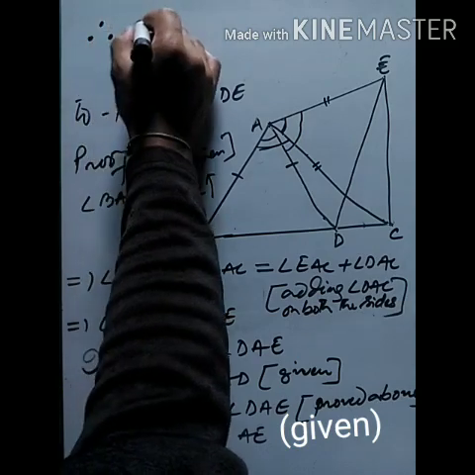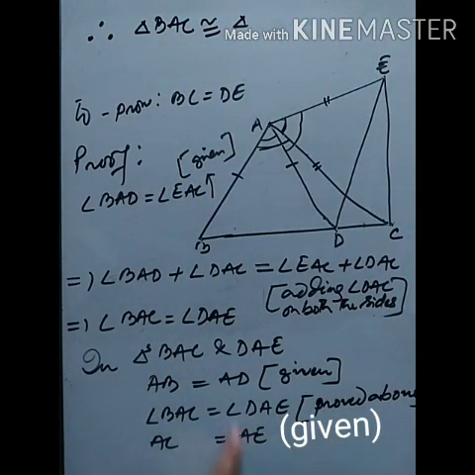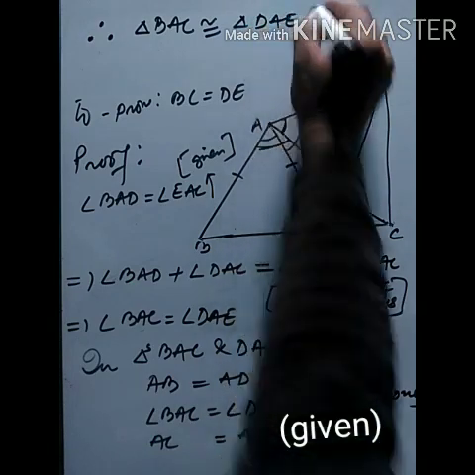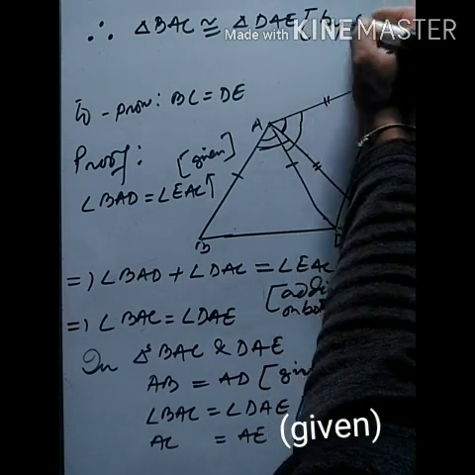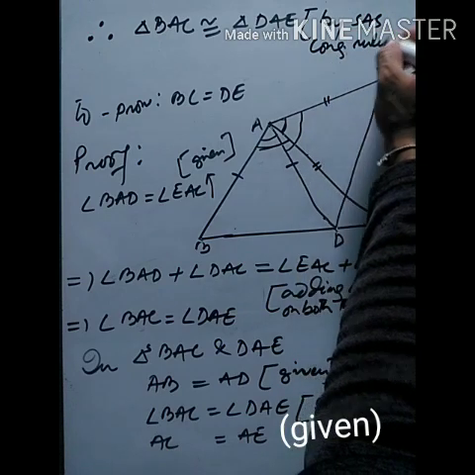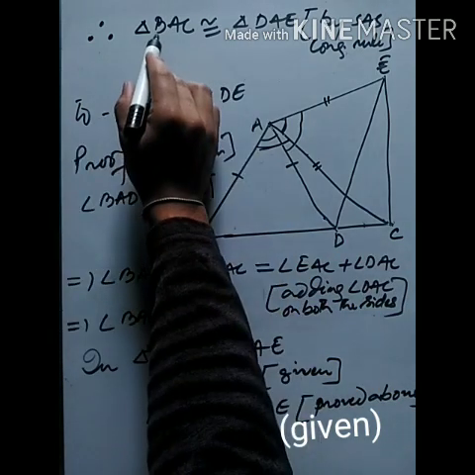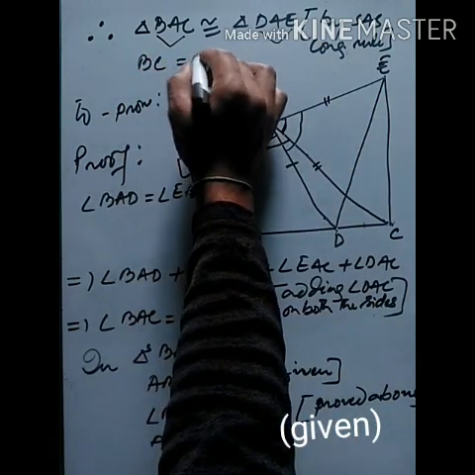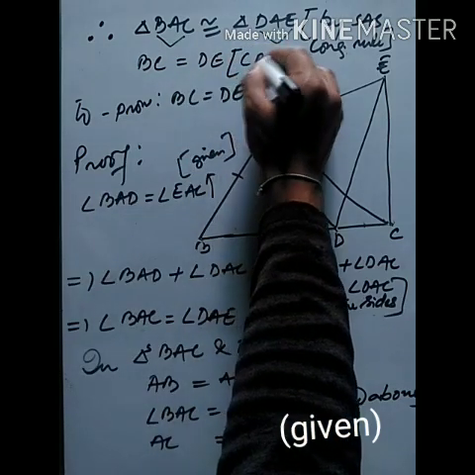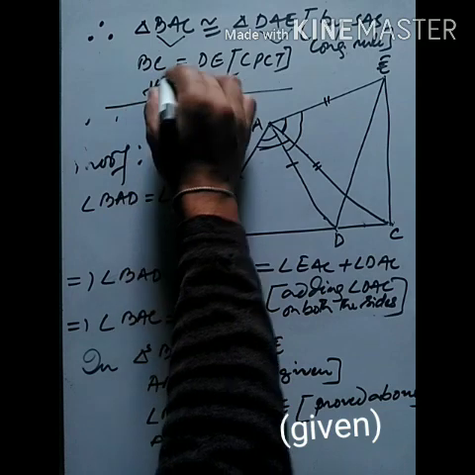Therefore, triangle BAC is congruent to triangle DAE. What is the congruency rule here? This is side angle side, so SAS. So we can say here, by side angle side congruency rule. Okay, now we have proved that these two triangles are congruent, but we are supposed to prove BC equal to DE. BC means first and the last, and DE means first and the last. So that means BC equal to DE. Why are they equal? Because we have to give the reason here, CPCT. Okay, now we have done our proof. So this is hence proved.